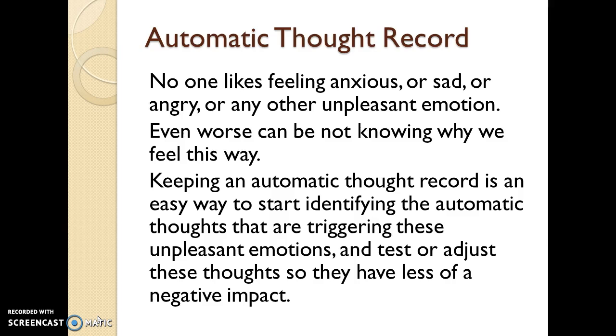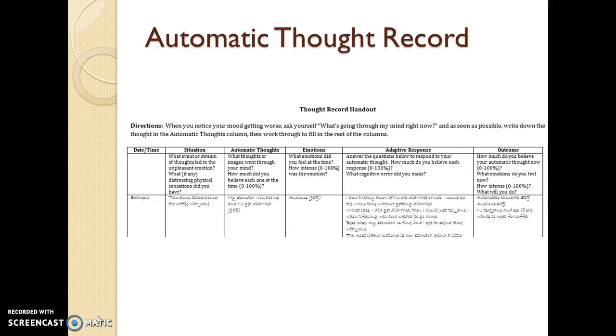on our mood. Now, there's lots of various automatic thought templates out there on the internet, but really you don't need anything fancy. Just a simple piece of blank paper divided into a bunch of columns will do the trick. One column for date and time, one to describe the situation, one to describe your automatic thoughts, one to describe the emotions, one to put in your thoughts for an adaptive response, and one to describe the outcome.